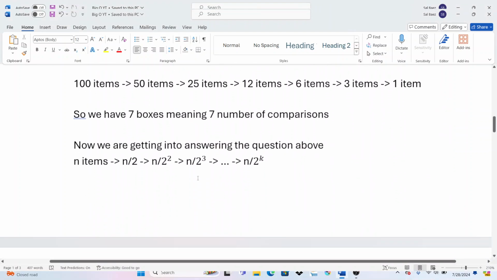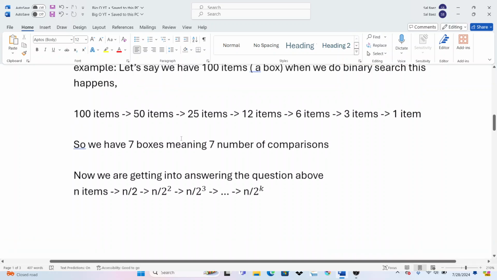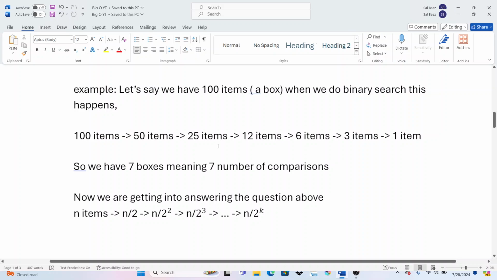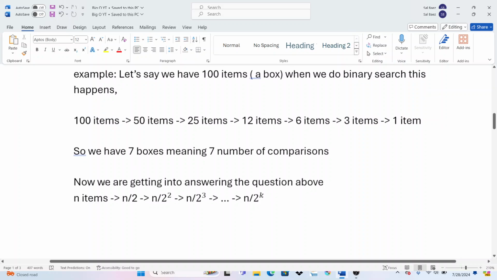And so in here, the question is, what if we have n items? What is the number of comparisons here? So we're going to follow the same idea as the 100 items example. Every time I go through the array, I'm cutting it by half. So n items, and I'm gonna divide it by 2. Then I'm gonna divide by 2 again, which is gonna be n divided by 2 squared. I'll get into the reason why I'm doing 2 squared and not 4.